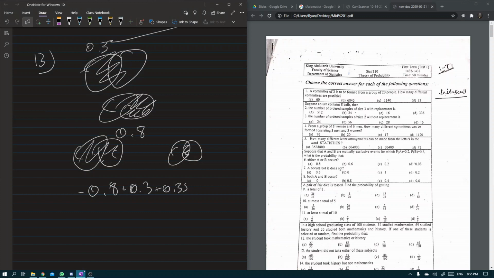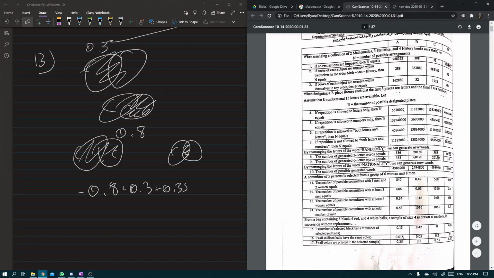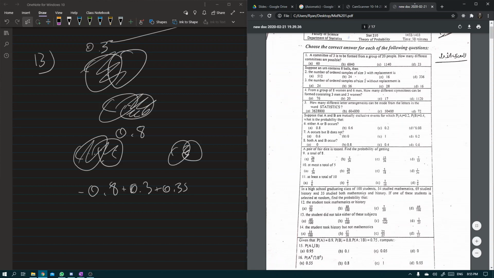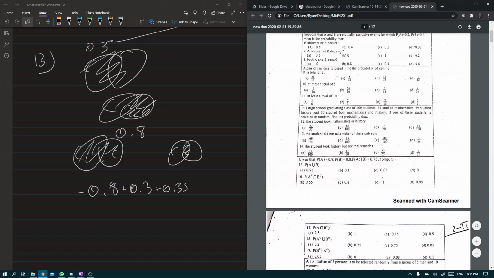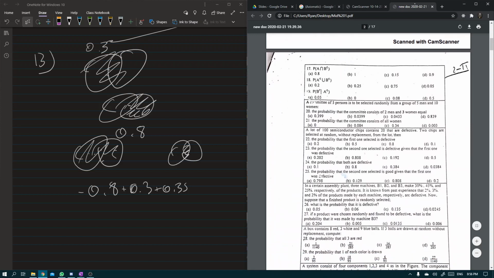Okay, so this is the official one, I think, and this is another one. Which one should we do first? The official one? It's the official one, and it's old, from 10 years ago. Okay, just solve the hard questions.